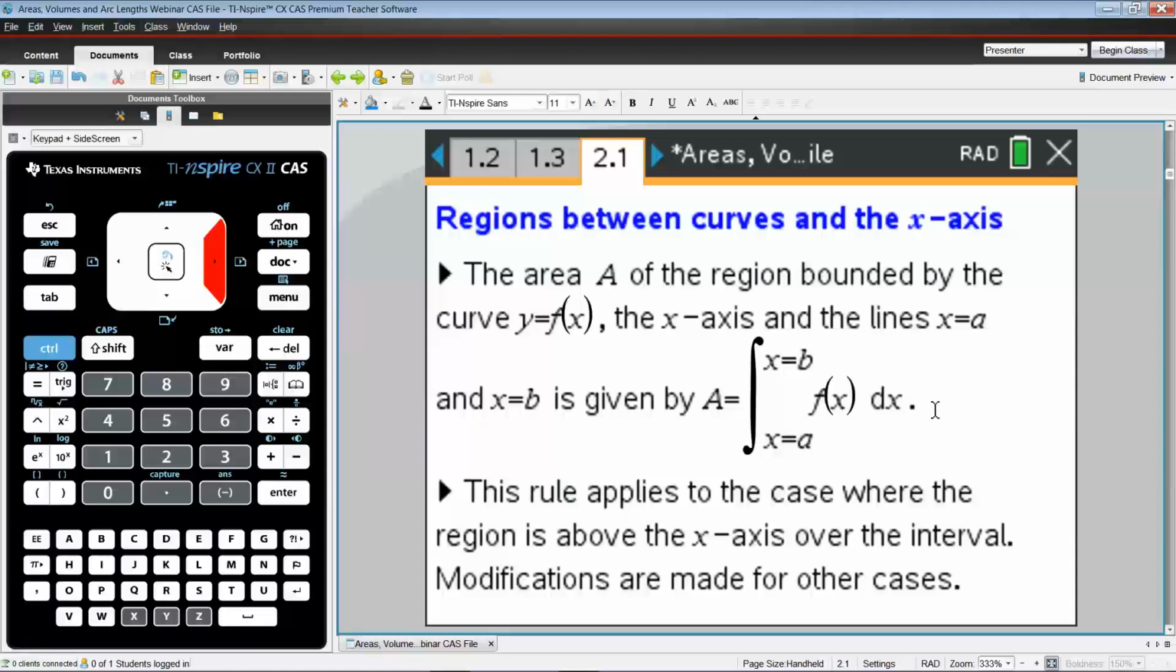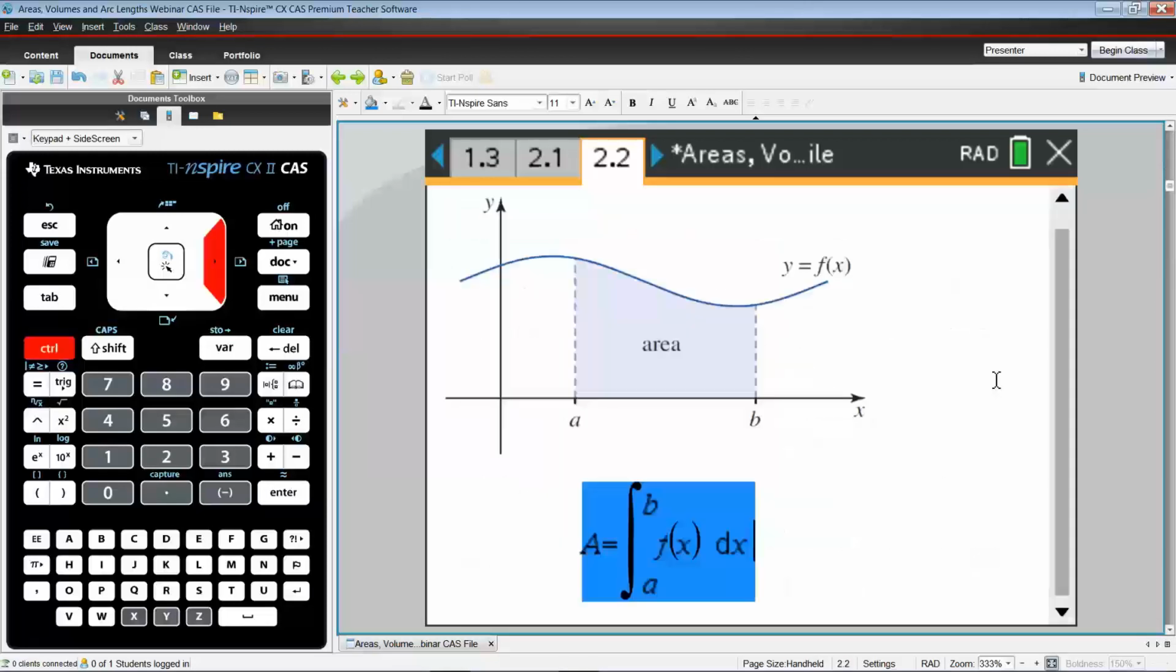So this particular rule here really applies to the specific case where the entire region is above the x-axis, that is, over the interval a to b. There are other cases as well where we need to modify this rule, which I will take you through right now. So if you have the area bounded by f of x, the x-axis and the lines x equals a and x equals b, the area is just the integral from a to b of f(x) dx, as I stated before. This is the foundation case that we have.